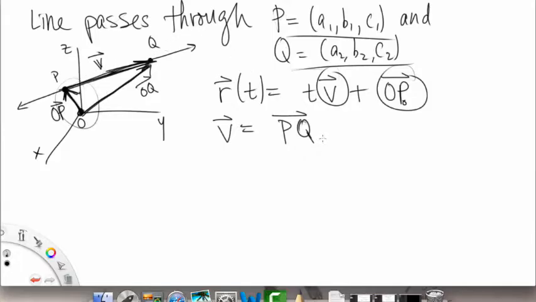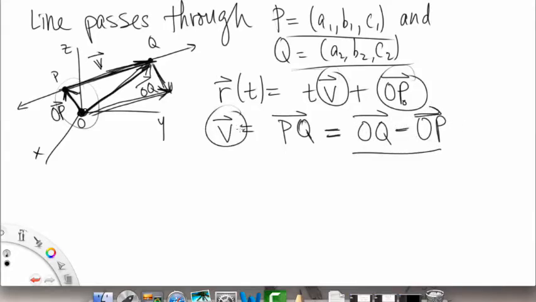So the vector V is, according to vector addition and subtraction, equal to OQ. So we start down here and go to Q, and then it's minus OP. We're going to flip OP around and add it to OQ. Then we get this vector here, which is the same as V. So we subtract OP, and this is the same as vector V.